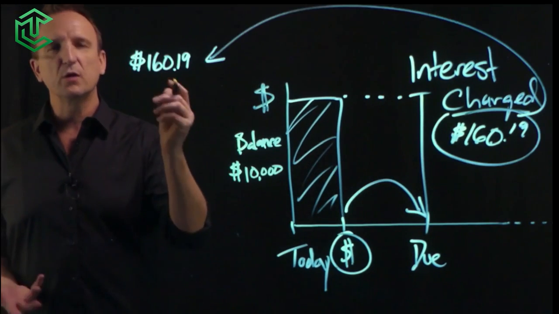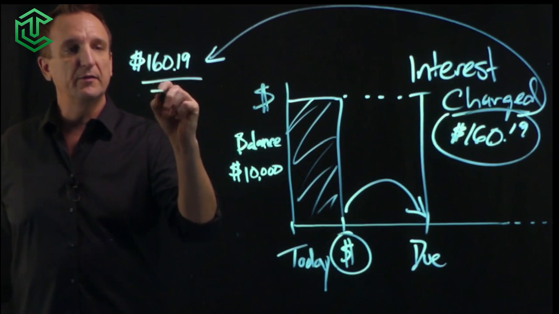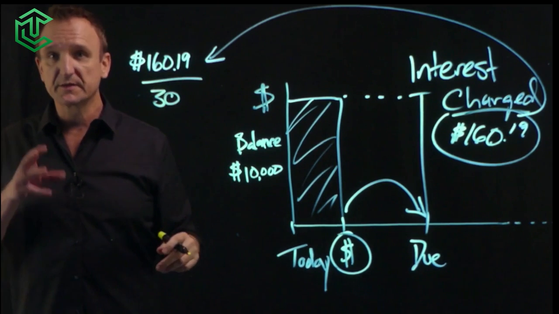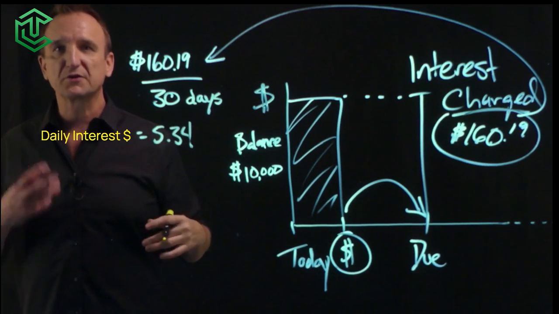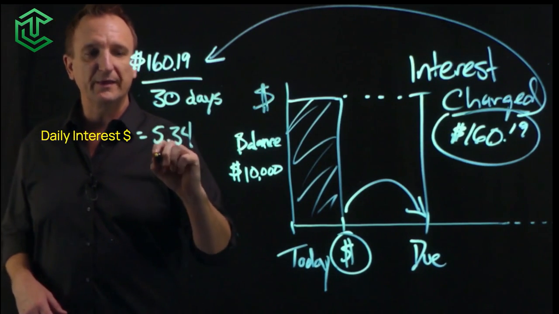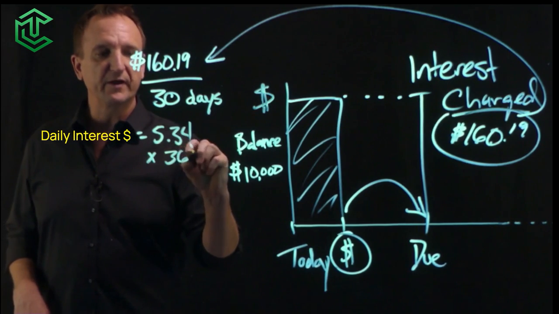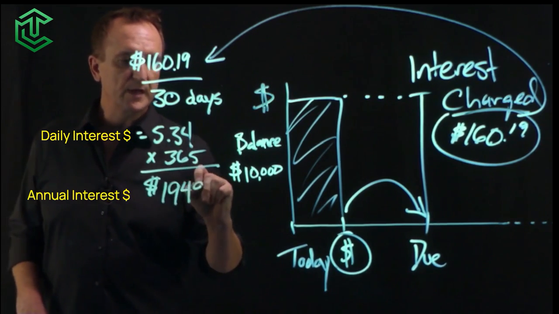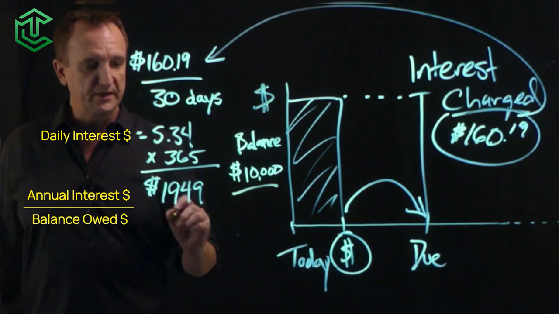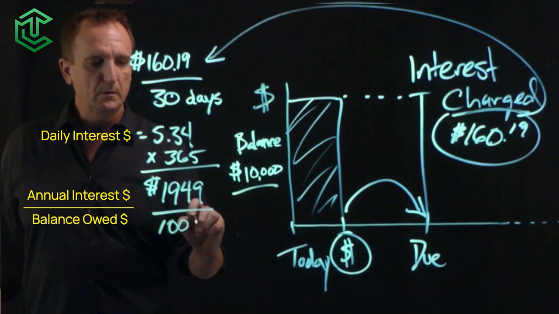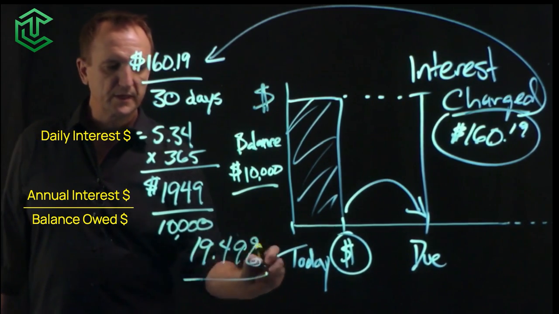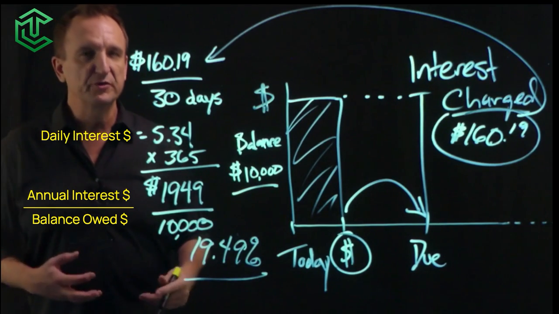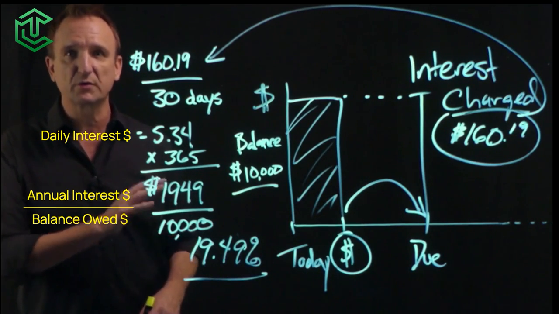Once you found that number, let's say it's $160.19. We would take the 160 divided by the number of days in the billing period, and this makes a difference. And we get 5.34. That's our daily interest. Multiply that times 365, and we get 1949. Our balance, let's say in this case, it was $10,000. So we divide it and we get 19.49% interest. Now, if you're still confused, just check out my financial analysis course in the description.